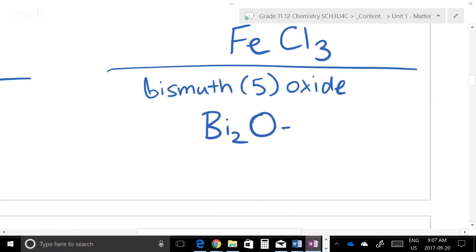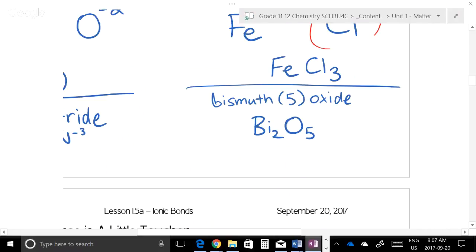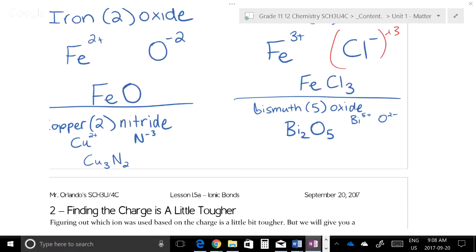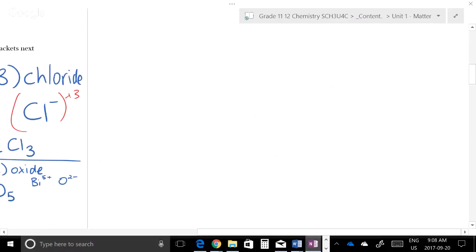Very good. So 2 bismuth, 5 oxygen, Bi2O5, just like that. Good. So again, that is because bismuth has a charge of 5 plus in this case, oxygen a charge of 2 minus. So if we have 2 bismuth, that's a total of 10 plus. If we have 5 oxygen, that's a total of 10 minus. That cancels. Good. I want to do one more just to make sure we're all in the right place.